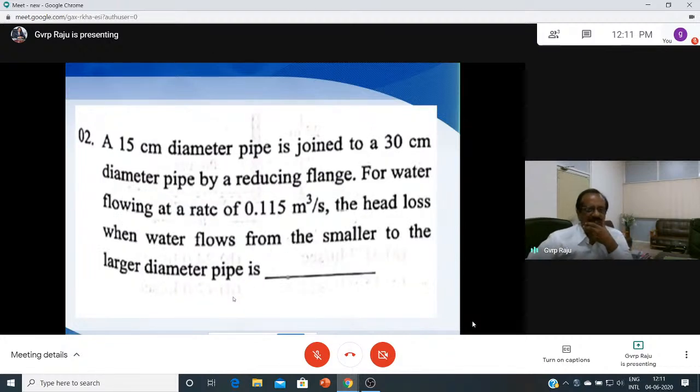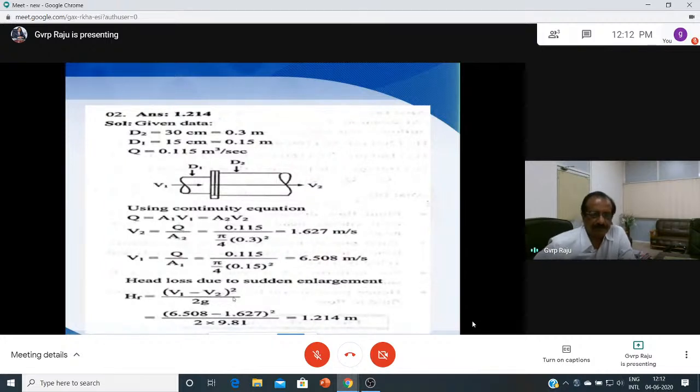The other question. A 15 centimeters diameter pipe is joined to a 30 centimeters diameter pipe by a sudden enlargement. For water flowing at a rate of 0.115 meter cube per second, the head loss when water flows from the smaller to the larger diameter pipe is. Simple problem here. So he has given diameters D1 and it is enlarged here. What is the equation for head loss due to sudden enlargement? It is V1 minus V2 whole square by 2g. Simple equation. If you remember the head loss due to sudden enlargement, you can solve the problem. 2 marks.